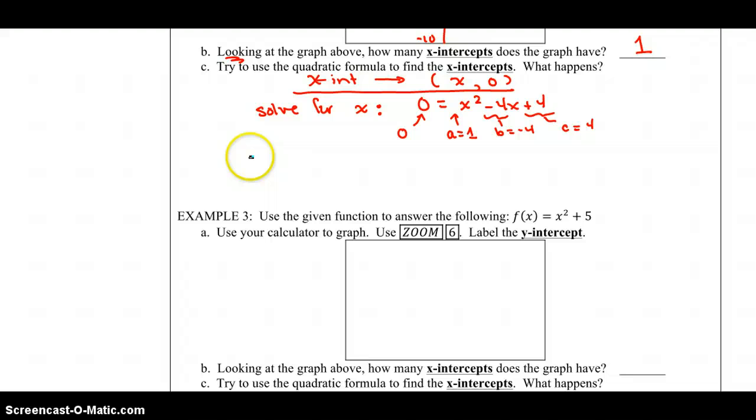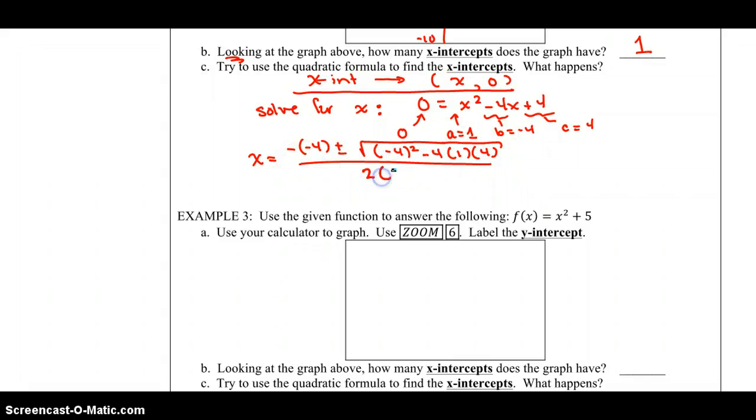So if we plug those into our quadratic formula, x equals the opposite of b plus and minus the square root of b squared, again all these parentheses are important, minus 4ac, all over 2a. So the opposite of -4 is a positive 4, plus and minus the square root. -4 times -4 is a positive 16. -4 times 1 times 4, we're going to get minus 16. And 2 times 1, we get 2.